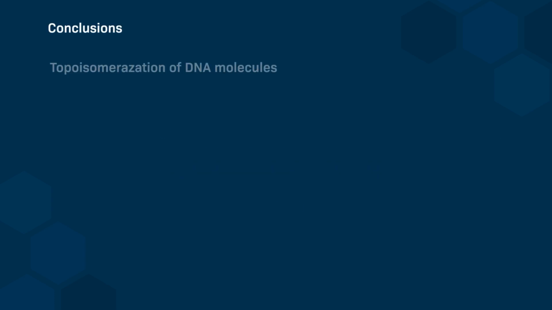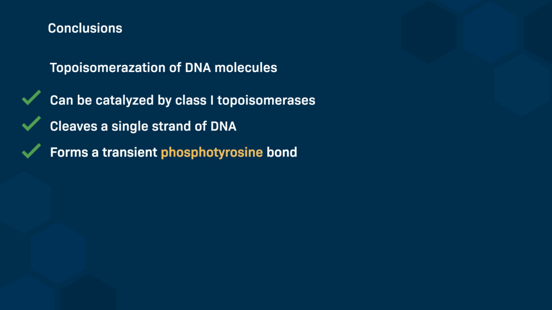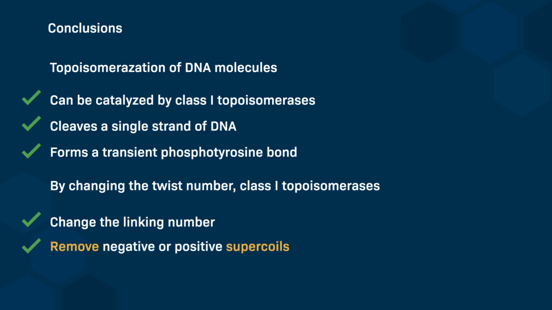To conclude, the topoisomerization of DNA molecules can be catalyzed by class 1 topoisomerases, which include both topoisomerase 1A and topoisomerase 1B. These enzymes cleave a single strand of DNA, forming a transient phosphotyrosine bond. This action leads to a change in the twist number, consequently altering the linkage number of the DNA molecule. This alteration can result in the removal of either negative or positive supercoils.